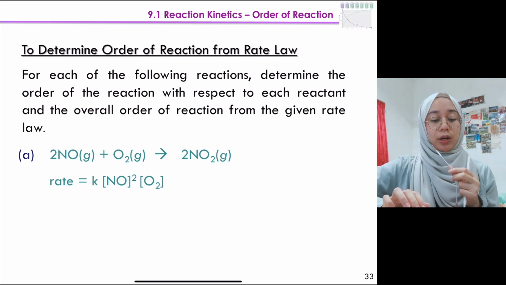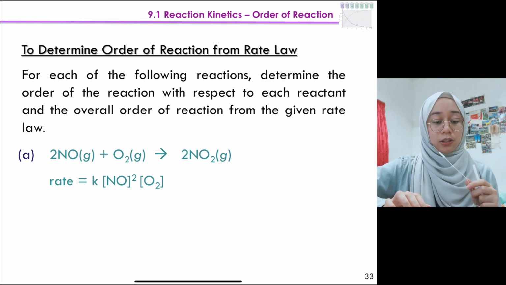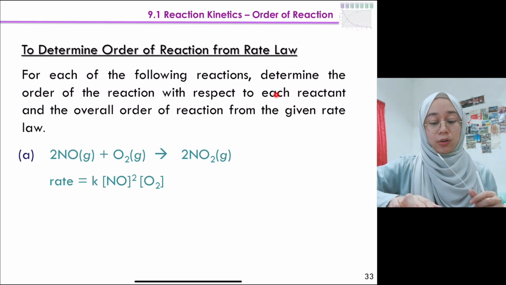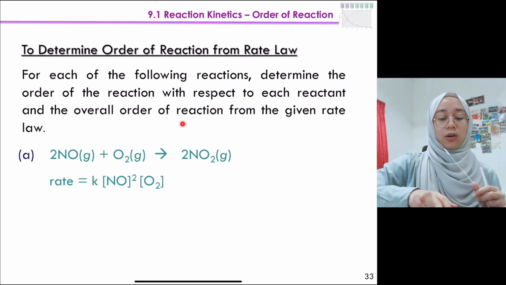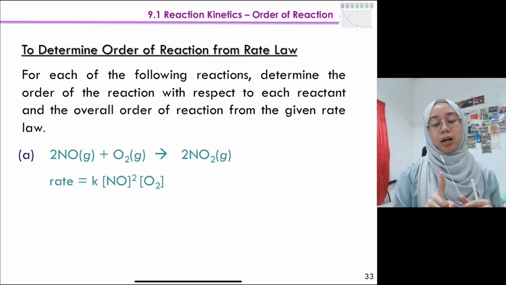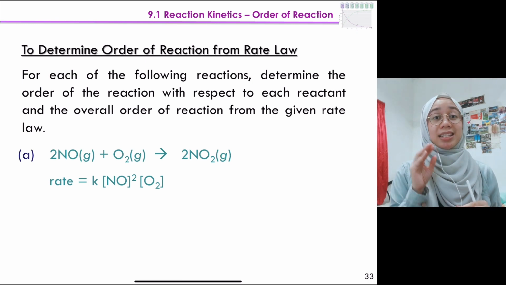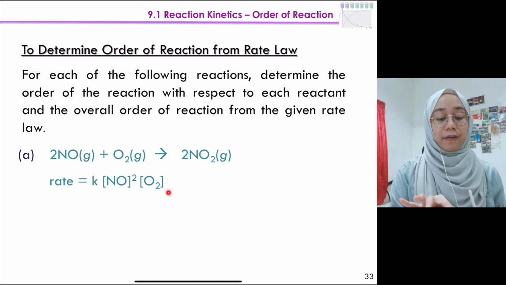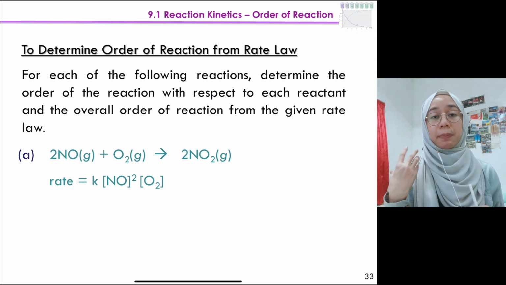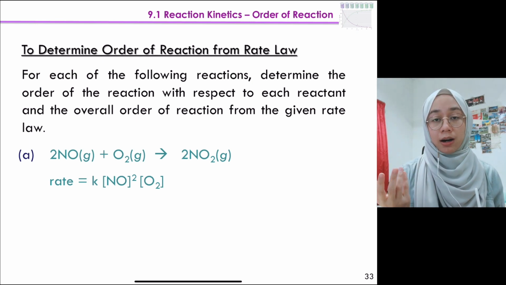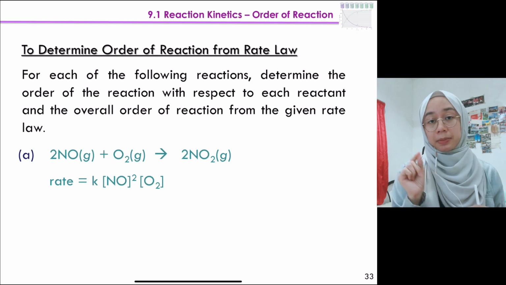So to determine the order of reaction from rate law, so for each of the following reactions, determine the order of the reaction with respect to each reactant. Okay, kita akan tengok untuk setiap reactant and the overall order of reaction from the given rate law. Okay, so this is one way to determine the order of reaction, and this is the easiest way because why? You have been given the rate law dekat sini. So automatically daripada rate law tersebut kamu boleh terus tahu value of order of reaction untuk setiap satu reactant kita.